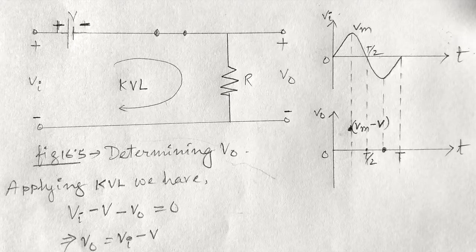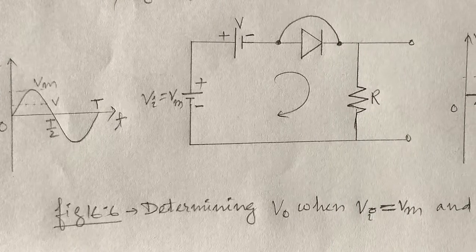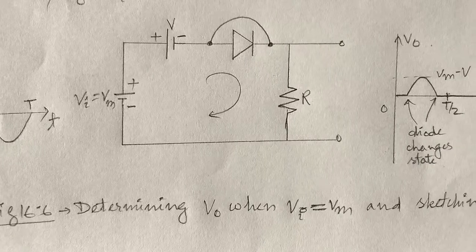When the diode is in short circuit as shown in this figure, Vout can be calculated using the Kirchhoff voltage law. The instantaneous value of the output is also shown. The input can be treated as a DC supply of that value, and the corresponding DC level of the output is determined. For an input voltage Vm greater than V, the diode is short circuit, and the output voltage becomes Vm minus V.